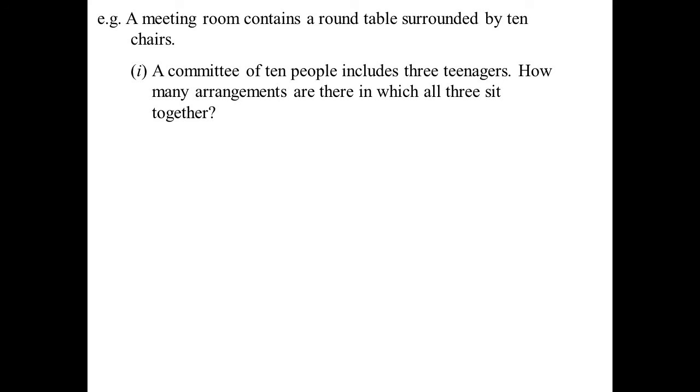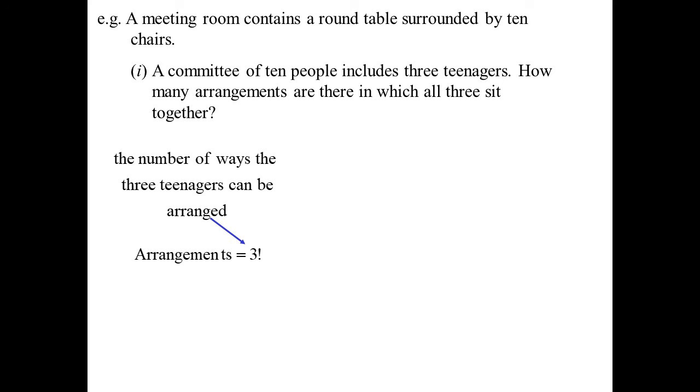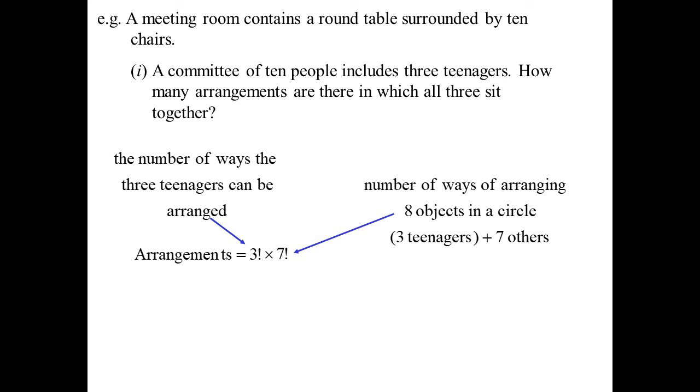So we get them together and go, okay, work out how you'd like to sit. 3 factorial ways of doing that. Now it'll be times 7 factorial. Why 7? Well, the 3 teenagers, it's now like they're one person. I've got 7 other people, so there's 8 people I'm arranging, but I'm arranging them in a circle, so it's 1 less. 7 factorial, not 8 factorial, and that gets us 30,240.